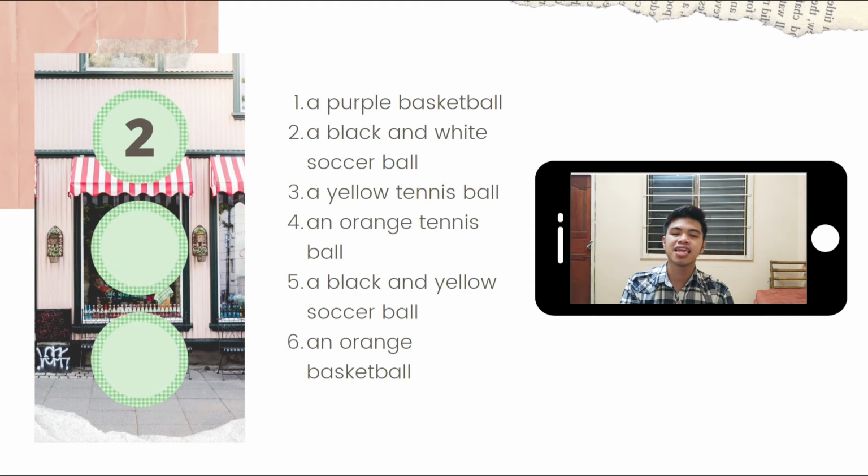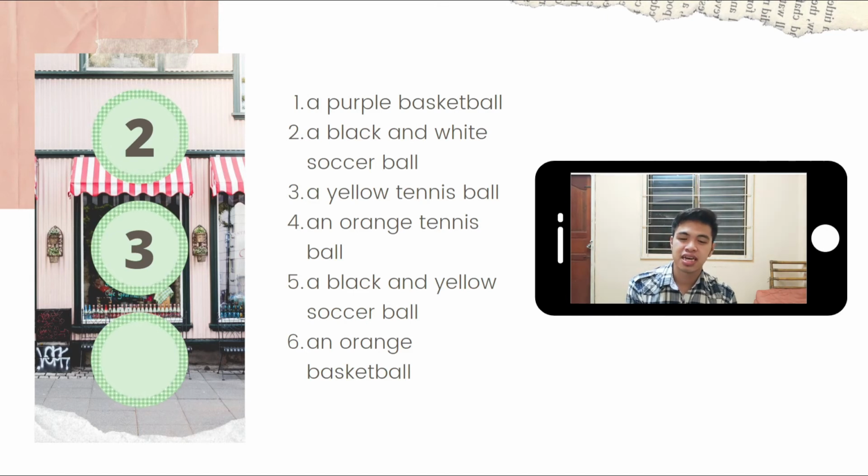A yellow tennis ball. Can we see a yellow tennis ball in the sports store? Yes, we can. So we're going to write number 3 in here because we can see a yellow tennis ball in the sports store. So let's go to number 4.